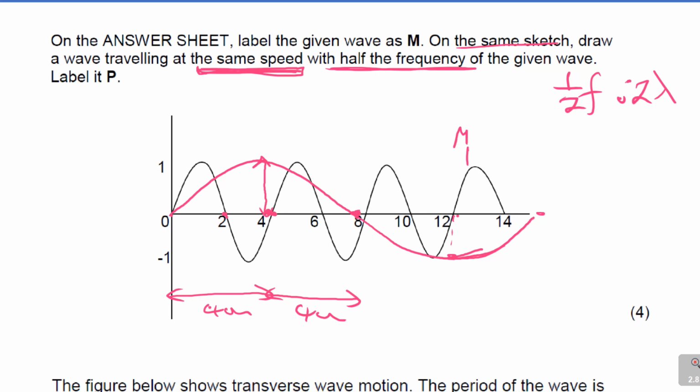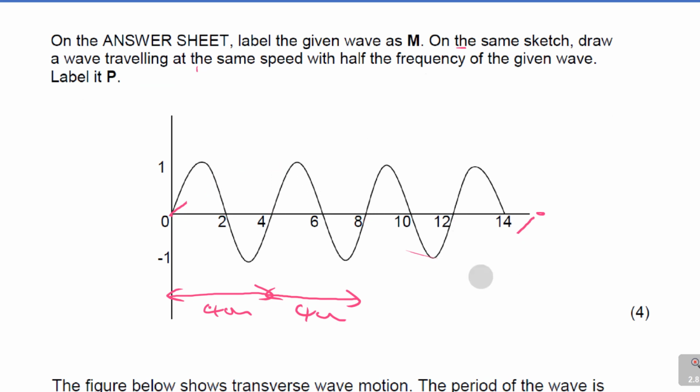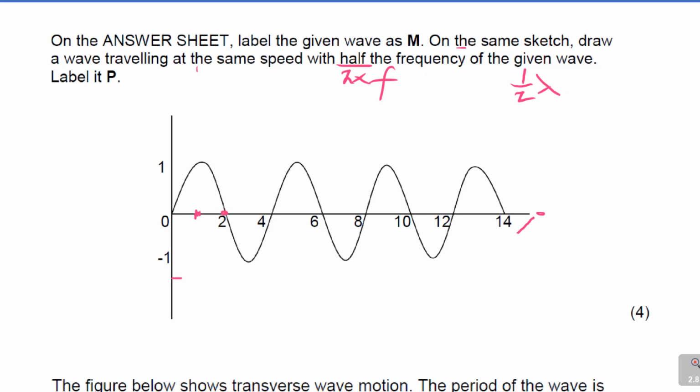So if they were going to say, just for argument's sake, let's say the frequency is doubled, instead of half, it is 2 times f. If they do that, the wavelength is half of the wavelength. So what you do here, you see this point, this now becomes half a wave, this becomes now a full wavelength. So what I will have will be a wave like this.